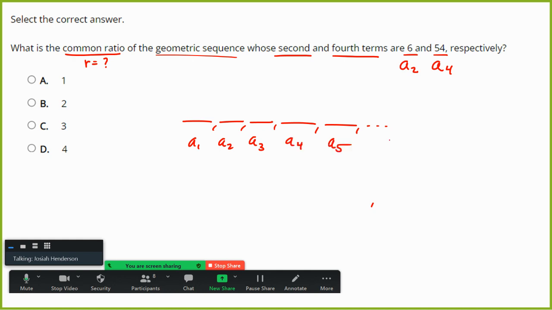So they told us for sure that 6 is A2. That's the second term. And then 54 is A4. Now, interesting. We want to see what is A3, right? If we had A3, that would let us figure out the pattern. It's geometric, so we know we're multiplying something because it's getting bigger. 6 to something to 54.